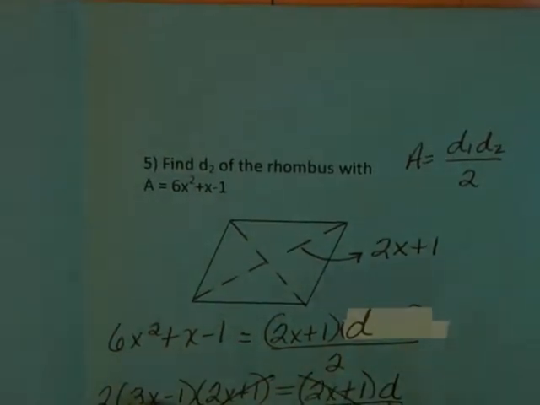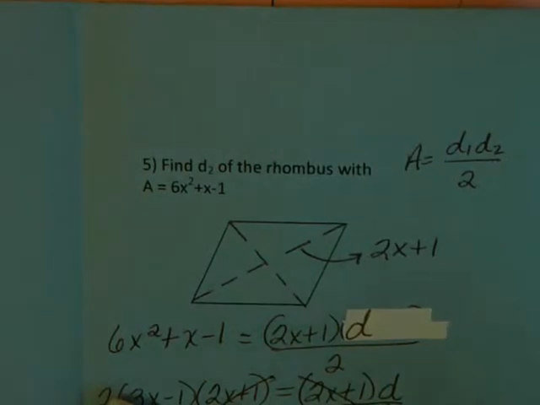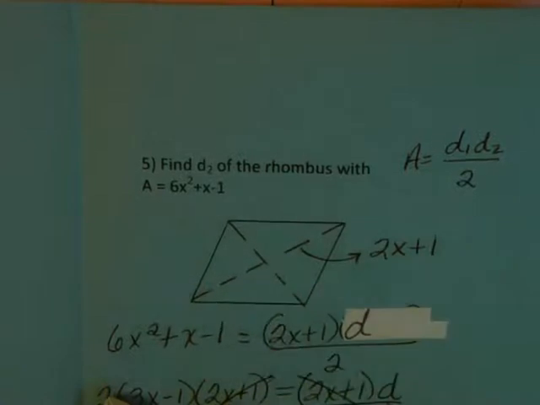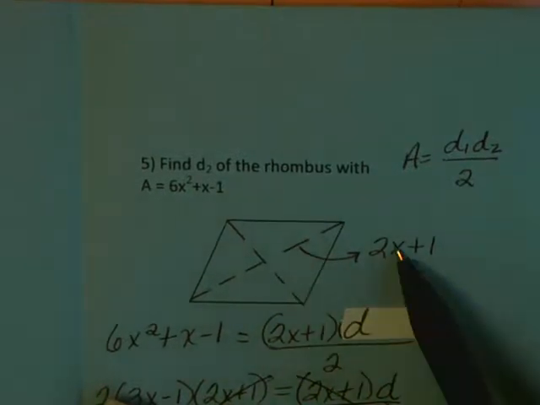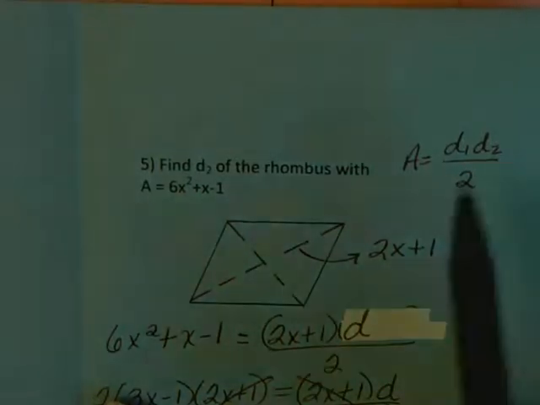Right here, this is another one. It says find the second diagonal of the rhombus with the area of 6x squared plus x minus 1. Now, this is a complicated little problem, but nothing that you can't handle. Go ahead and draw in your diagonals, another one of those little tidbits that was accidentally left off.